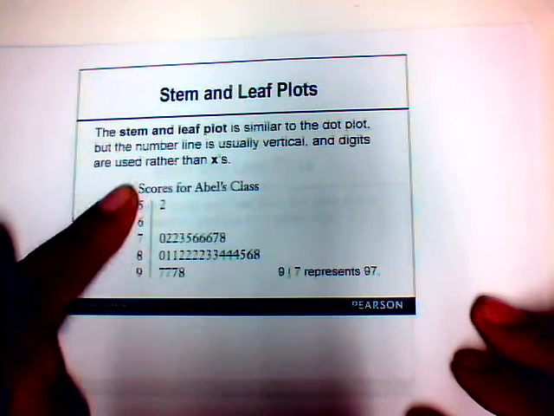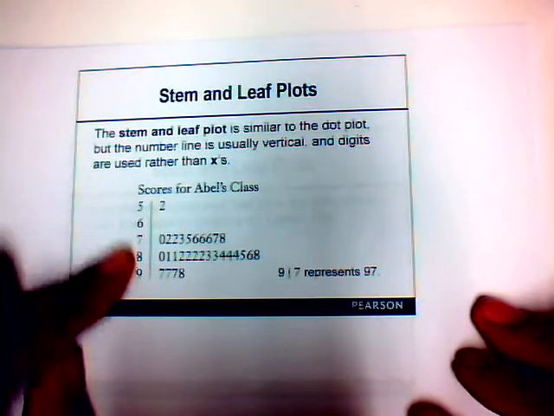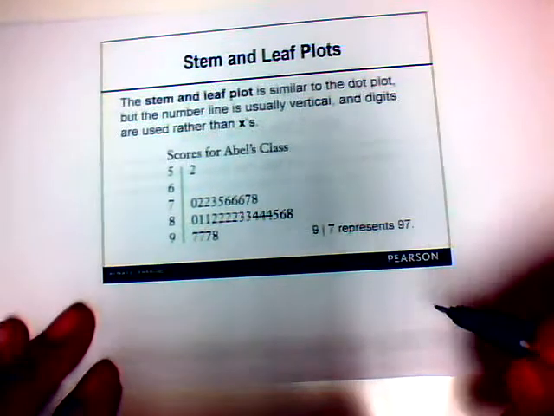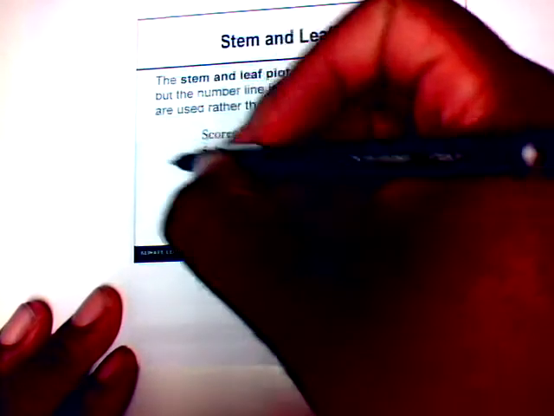The numbers on the left-hand side of this vertical bar are called the stems. Okay, so where you see 5, 6, 7, 8, and 9, that's your stem.